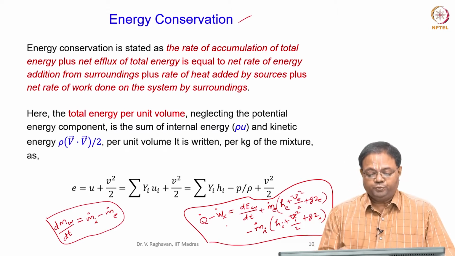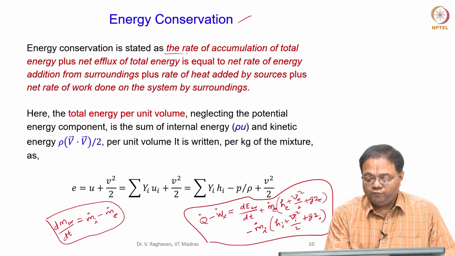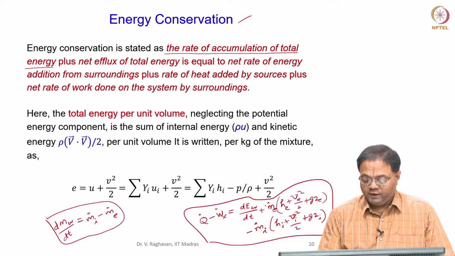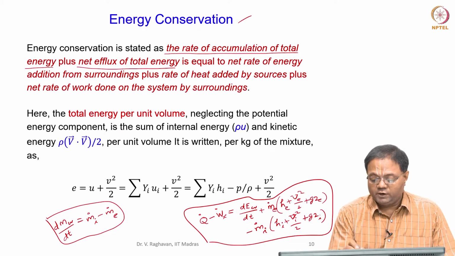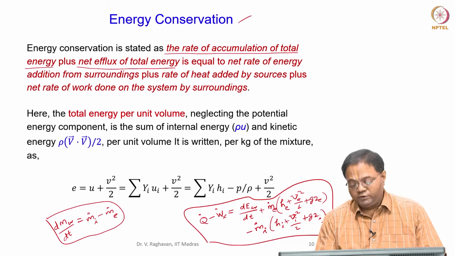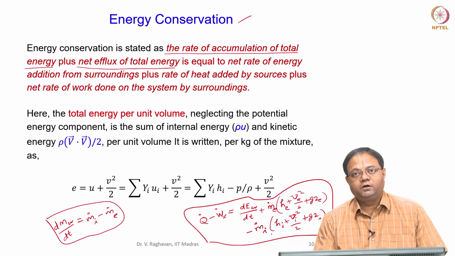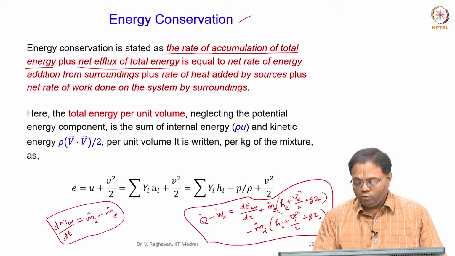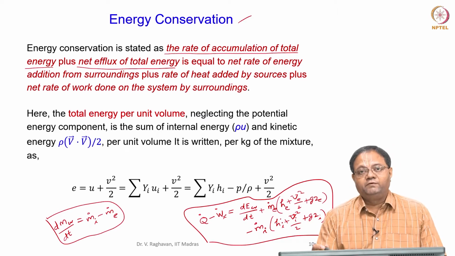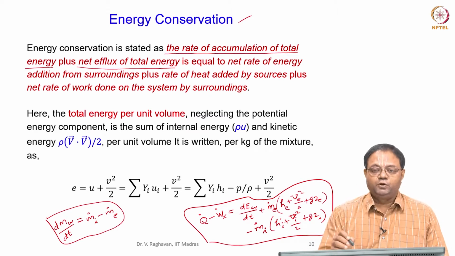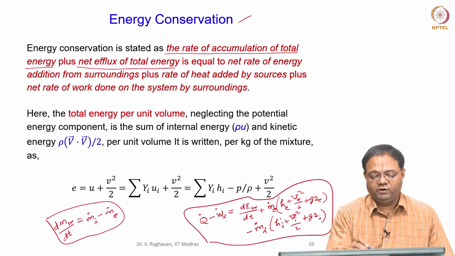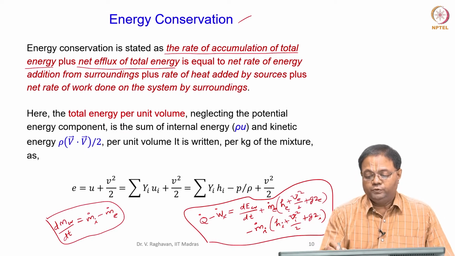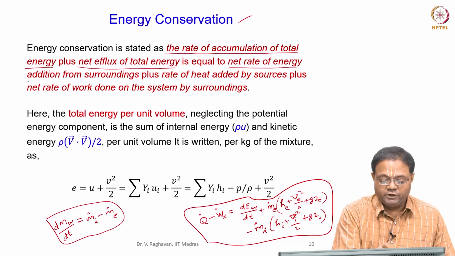So, we can say that the rate of accumulation of total energy, the first term on the right hand side, plus the net efflux of total energy, that is the mass with its own energy going out minus the mass with its own energy coming in, is the net flow rate of energy out of the control volume. By dividing this by the area of cross section, you will get a flux. So, the outgoing flux minus the incoming flux of the total energy is equal to the net rate of energy addition from the surroundings.